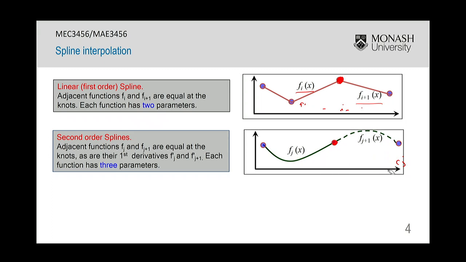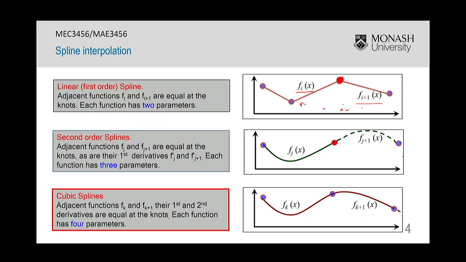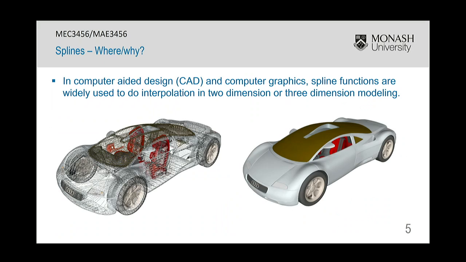What we're going to look at in this unit are cubic splines, where adjacent functions fk and f(k+1) obviously match at this point here, but so do their first and second derivatives. And each one of these functions has four parameters, just like a cubic needs to. So it'll be something like ak x cubed plus bk x squared plus ck x plus dk.